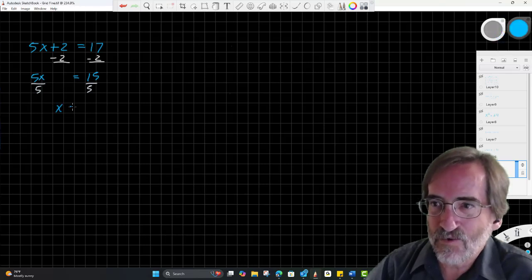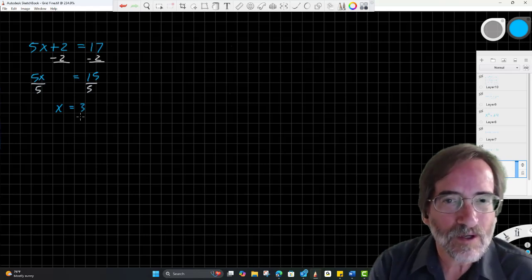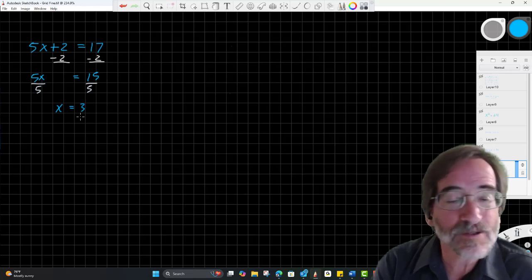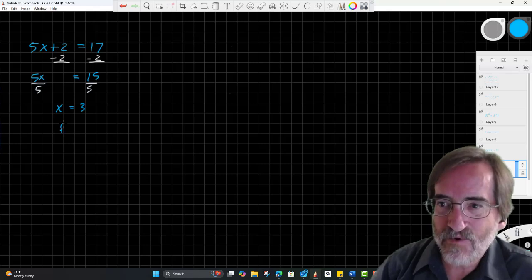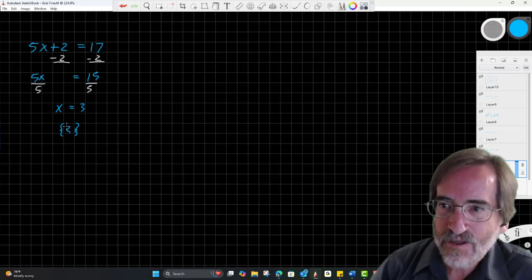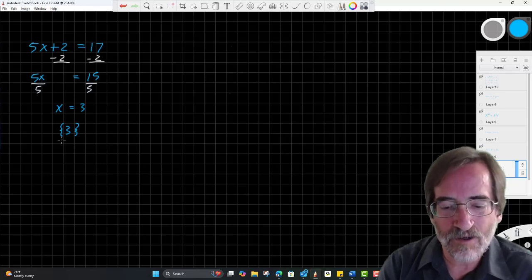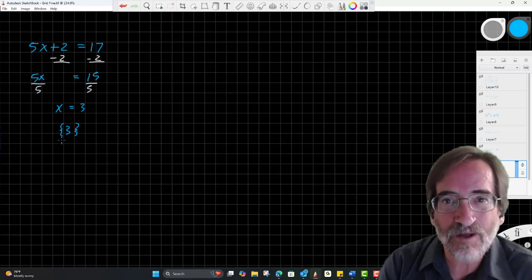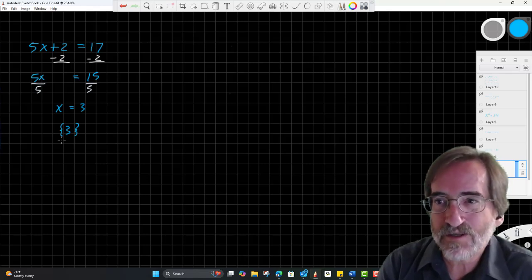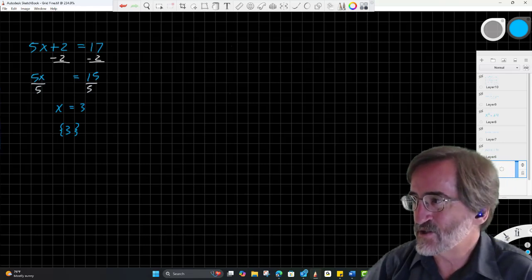x equals 3. Okay, and what we're introducing in this unit is something called a solution set. The solution set is a set of all numbers that make the equation true, and we put them in curly braces. So the solution set is 3. Now, solution sets can be empty, they can be null sets or empty sets, they can have 1, 2, or even infinite values in them. But we use curly braces to indicate solution sets. All right? So solution set, curly braces.